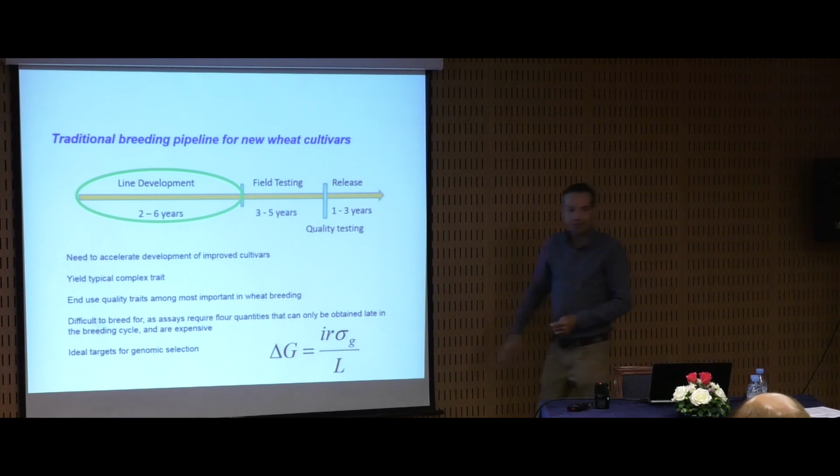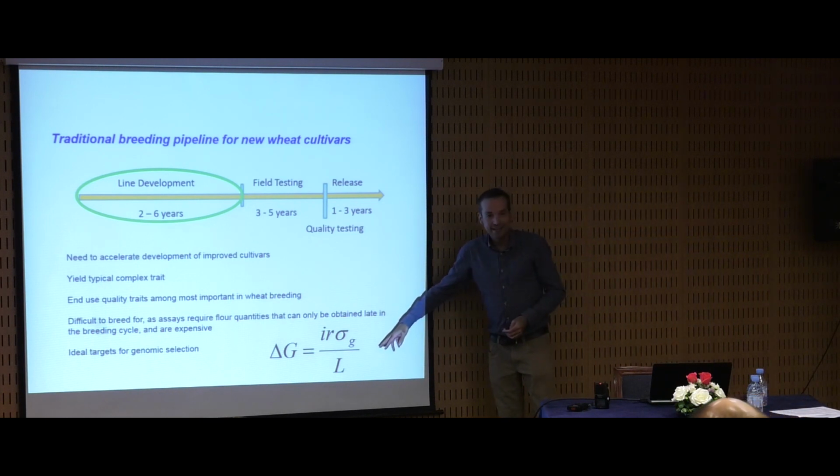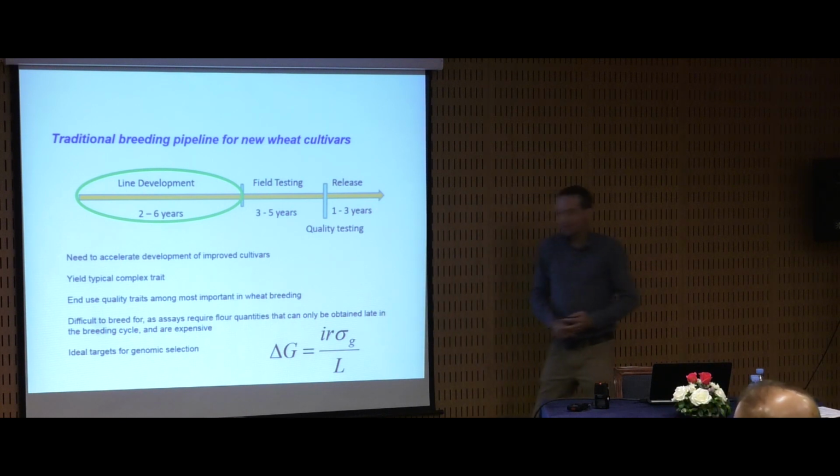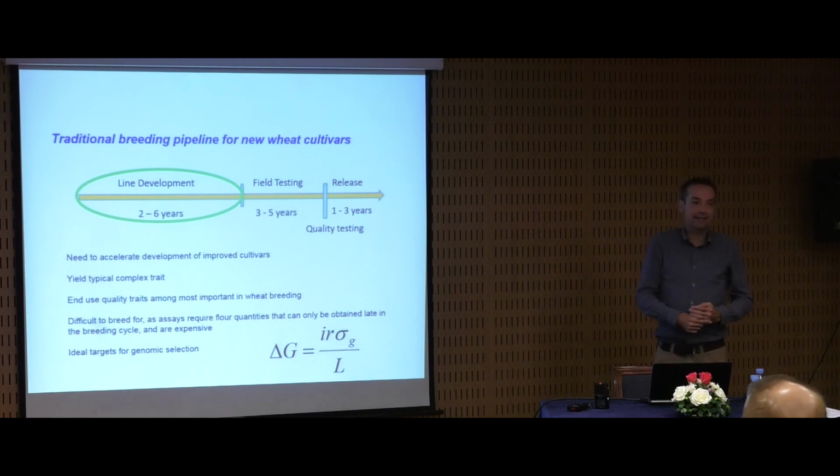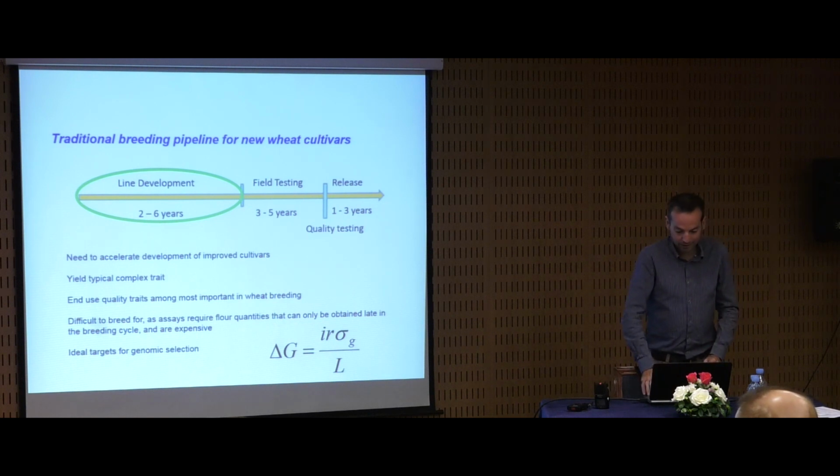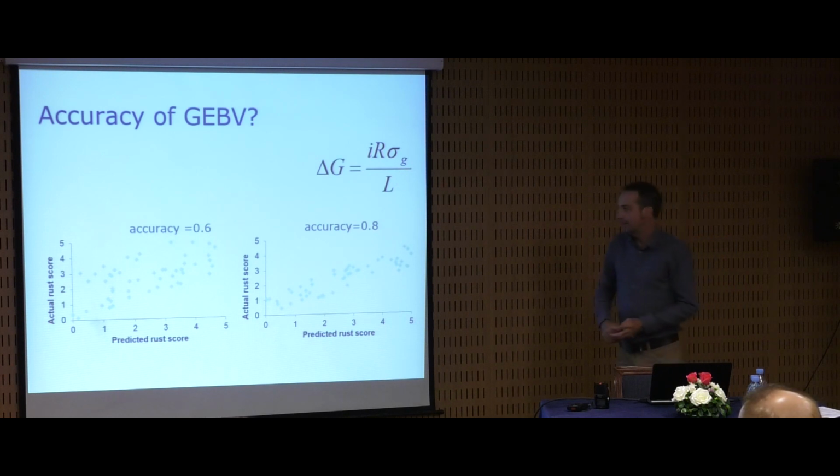Just to remind you, at the bottom of the slide is our little formula for genetic gain, and it says that the amount of gain we're going to make is a function of how accurate our breeding values are, in this case our genomic breeding values, divided by the cycle time. So really we want them to be as accurate as possible. Just to define accuracy, because it's pretty critical here, I'll show you what two different accuracies look like.